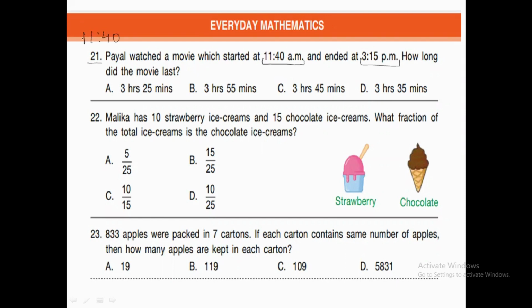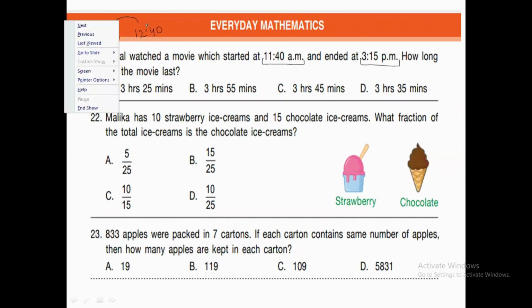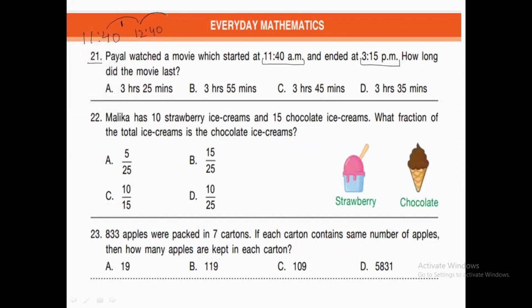Okay, now if we are going to take a leap of 1 hour, it will be 12:40. Okay, 1 hour difference is there. And if we are going to take another jump, we will reach 1:40, because after 1 hour it will be 1:40. Now what we will do, after 1 hour it will be what?